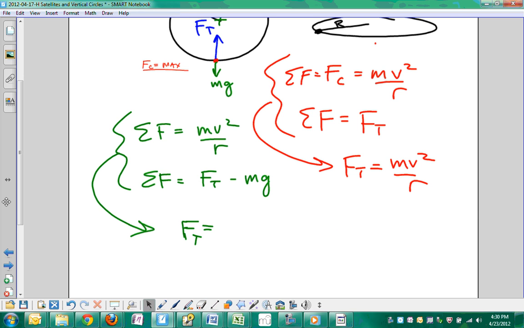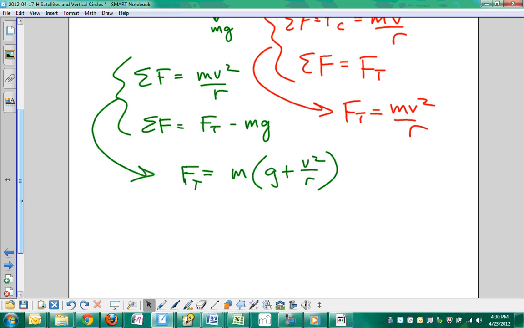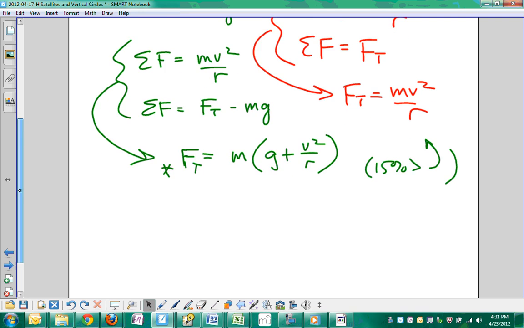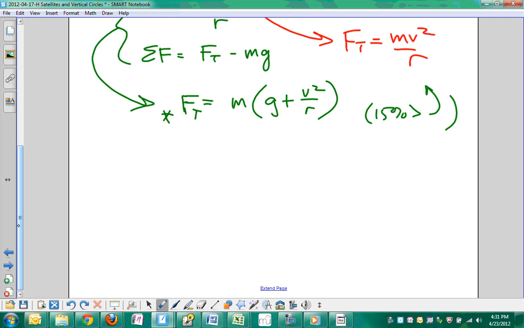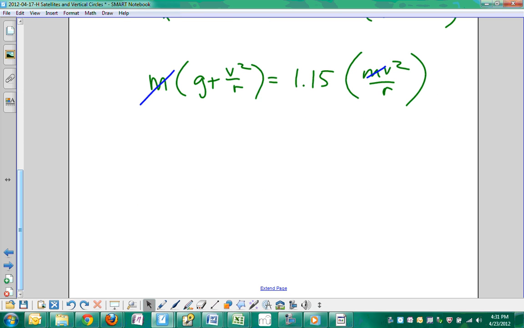What we've been told is that this maximum tension is going to be equal to 1.15 times the other. It says 15% greater than this, which just means that it's 1.15 times as great. So we know that m times g plus v squared over r is going to be equal to 1.15 times mv squared over r. For convenience, we will see that mass cancels.